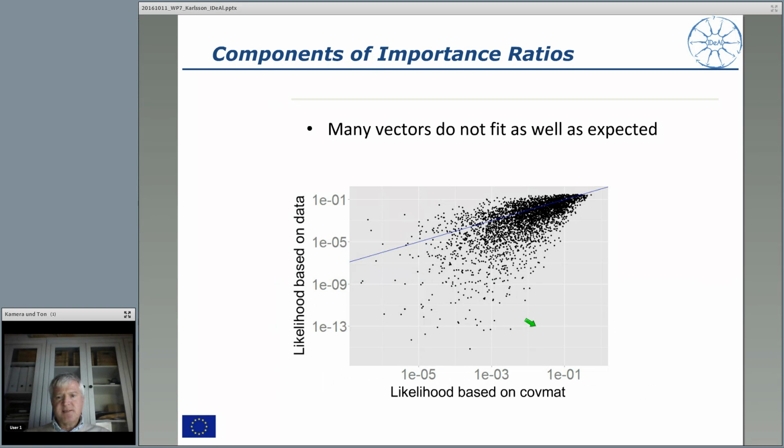So here we can see the likelihood based on the data and the likelihood based on the covariance matrix. So the components related to the numerator and the denominator of the importance ratio. And if the distribution had been perfect, then we would have expected these to be clustered around the blue line, the line of identity. But as you can see, they are not, which means that we can improve on this proposal density.